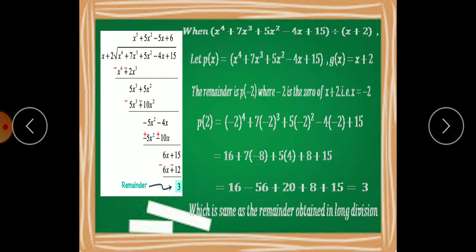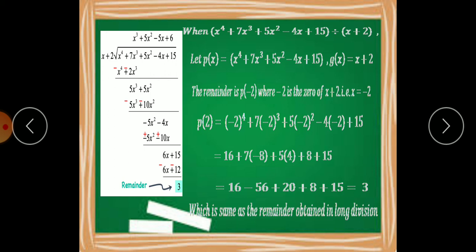P of minus 2 is equal to minus 2 power 4 plus 7 into minus 2 cube plus 5 into minus 2 square minus 4 into minus 2 plus 15. Minus 2 power 4 is 16. Minus 2 power 3 is minus 8. Minus 2 square is plus 4. And minus 4 into minus 2 is 8. Thus, after doing the simplification, we got the remainder 3. Thus, we can understand that in this way, when we find the remainder, it is exactly equal to what we have done in the long division process.